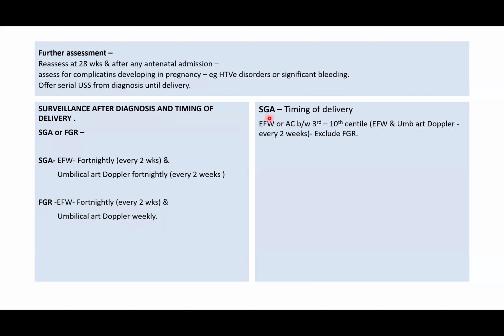What about timing of delivery in SGA babies? Here we know surveillance is done with the estimated fetal weight and umbilical artery Doppler every 2 weeks, and we have to exclude FGR. Once FGR is excluded and we know that the baby is only small for gestational age, then birth or initiation of induction of labor is considered at 39 weeks, and birth should occur by 39 plus 6 weeks. So in SGA babies, birth should occur by 39 plus 6 weeks.